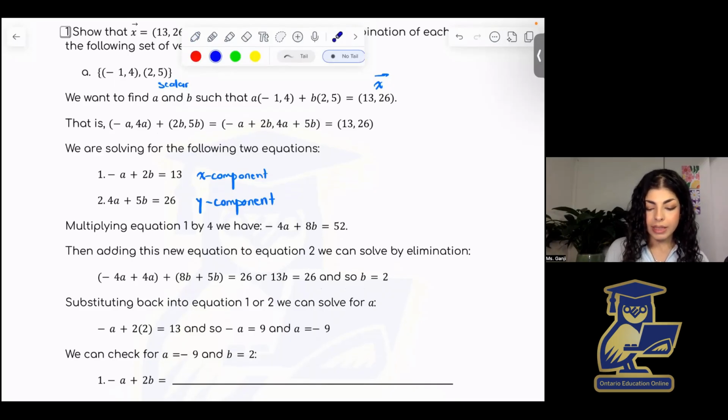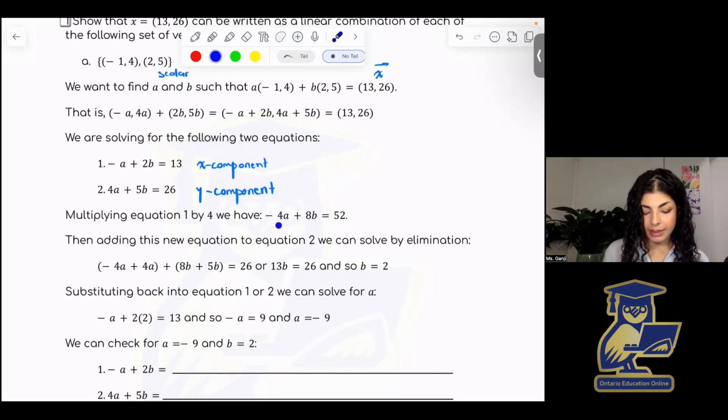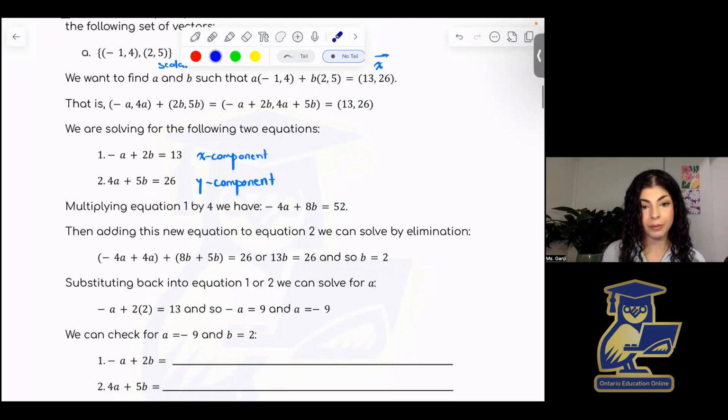So here, because I have -A, I'm going to multiply this whole equation by 4. And then I will end up with -4A plus 8B equals 52. And remember, it's the whole equation, so all the terms on the left-hand side and on the right-hand side. So now, having this and equation 2, if you add them, then 4A minus 4A is just going to be 0. And then 5B plus 8B is going to be left.